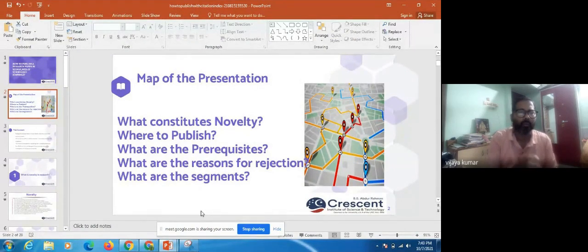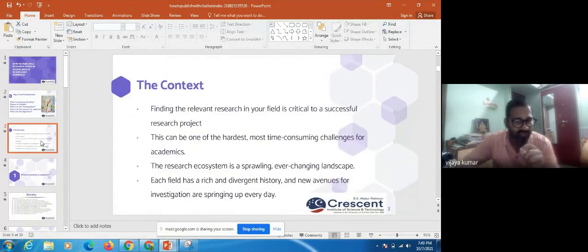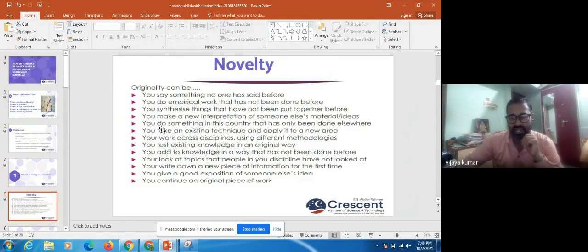So I'm going to walk you through certain steps of identifying what is novelty. Now look at this particular slide. Novelty could mean any of these things. Now you could say something that no one has said before. Now, is that possible in your field? Think about it. Then you can write a research paper.